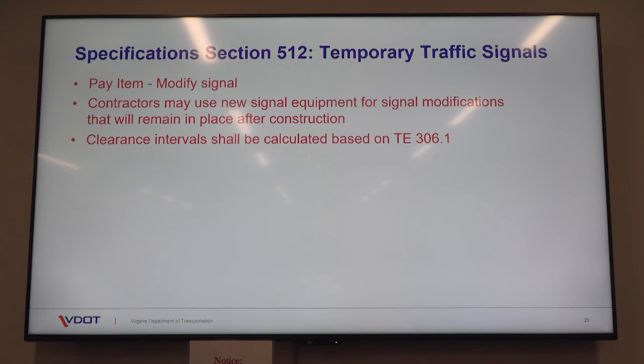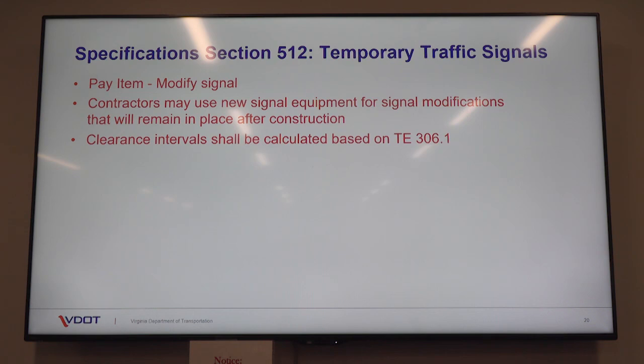So we're just going to touch briefly on temporary traffic signals. There is a pay item for modify signal. And I want to clarify what the difference is between temporary traffic control signal and modify signal. So modify signal is for an existing signal location, but it can involve the contractor bringing in new traffic signal equipment. So just because they're modifying a signal doesn't mean that they're modifying only the signal equipment at the signal. They can bring in new equipment, and that is part of the pay item for modify signal.